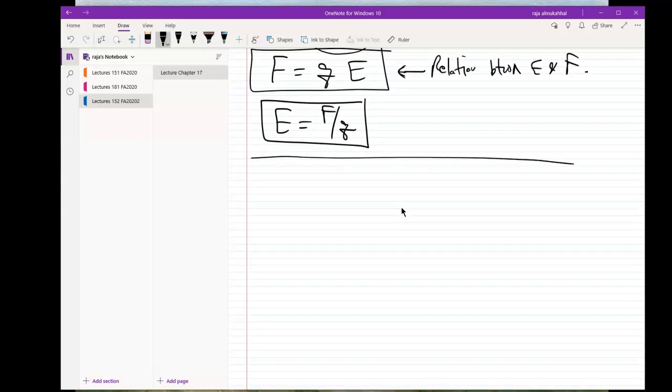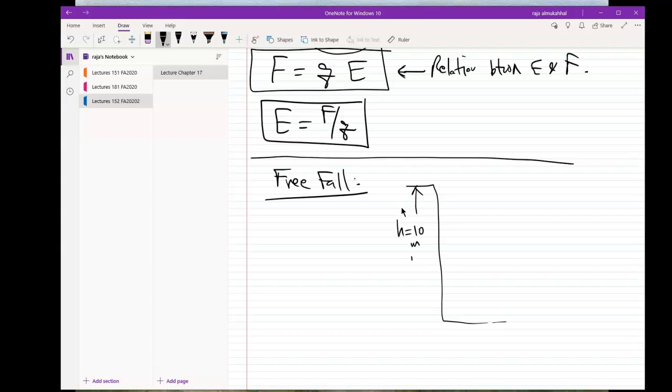Just to give you a brush up, if you remember free fall, let's say you have a height like that, and let's say this height is h equals 10 meters. And let's say I'm standing and I'm holding an object right there, between my fingers. And then I'll let go. So what's going to happen? It's going to fall to the ground.